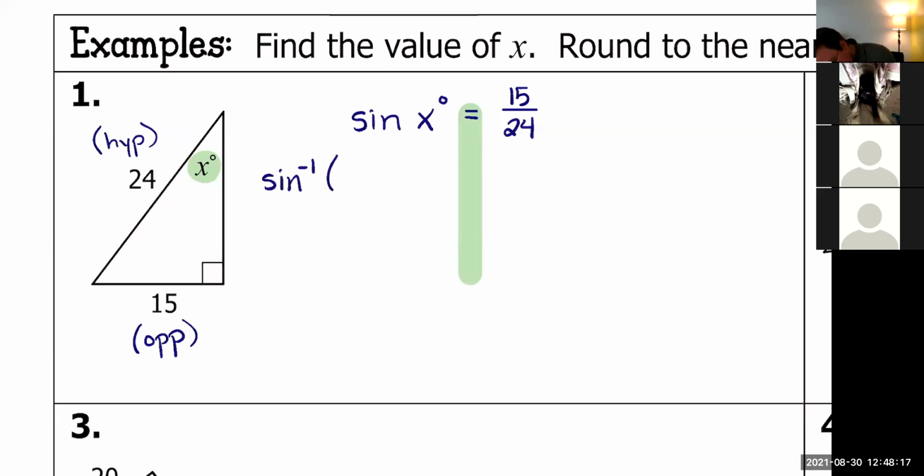Of the left-hand side, which is the sine of x. But whatever we do to one side, we have to match it on the opposite side. So I'm also going to take the inverse sine of 15 over 24.